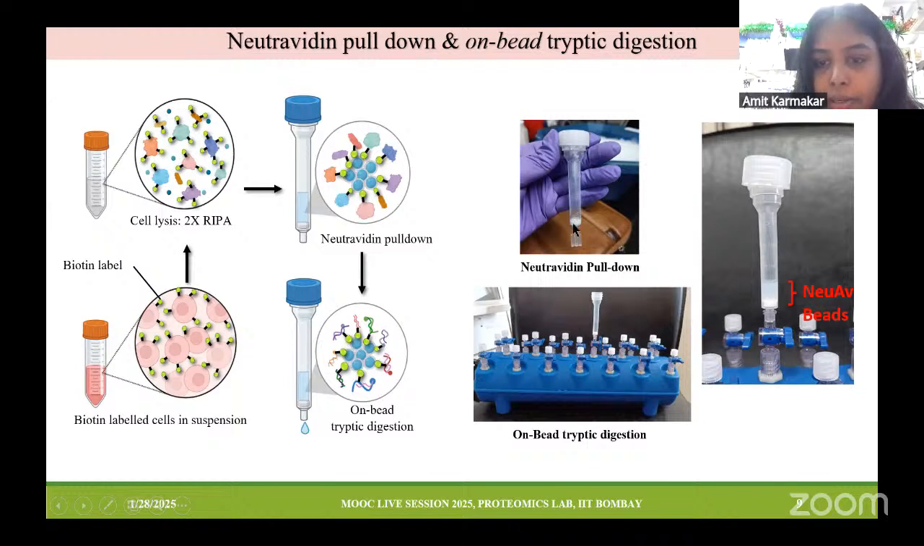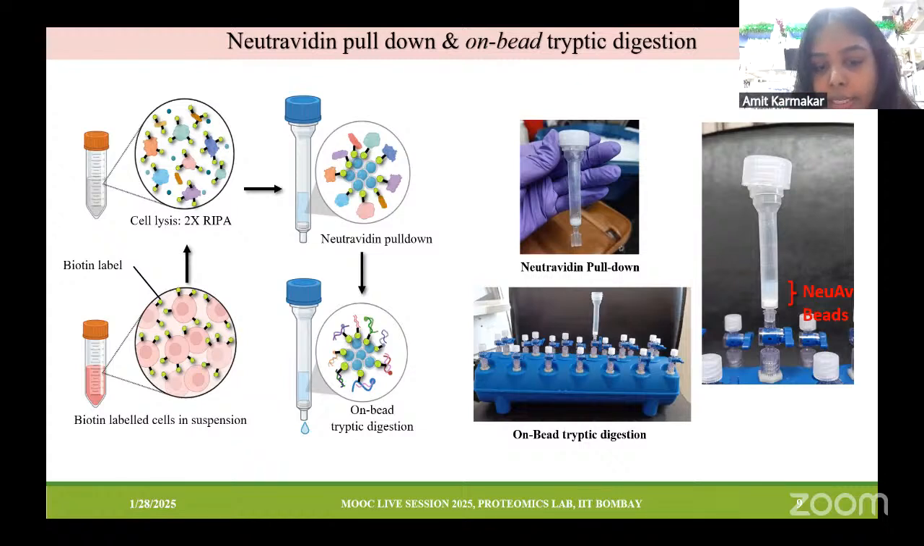This is a particular column. As you can see in this column, you see the gray area. These are the neutravidin beads, and they pass through the column, and we incubate the neutravidin beads with the biotinylated cell proteins. At the same time, when they are captured on the bead, we do the tryptic digestion to make them into peptides, because we are going to run those in the mass spec, and in mass spec we cannot run the entire protein, right?